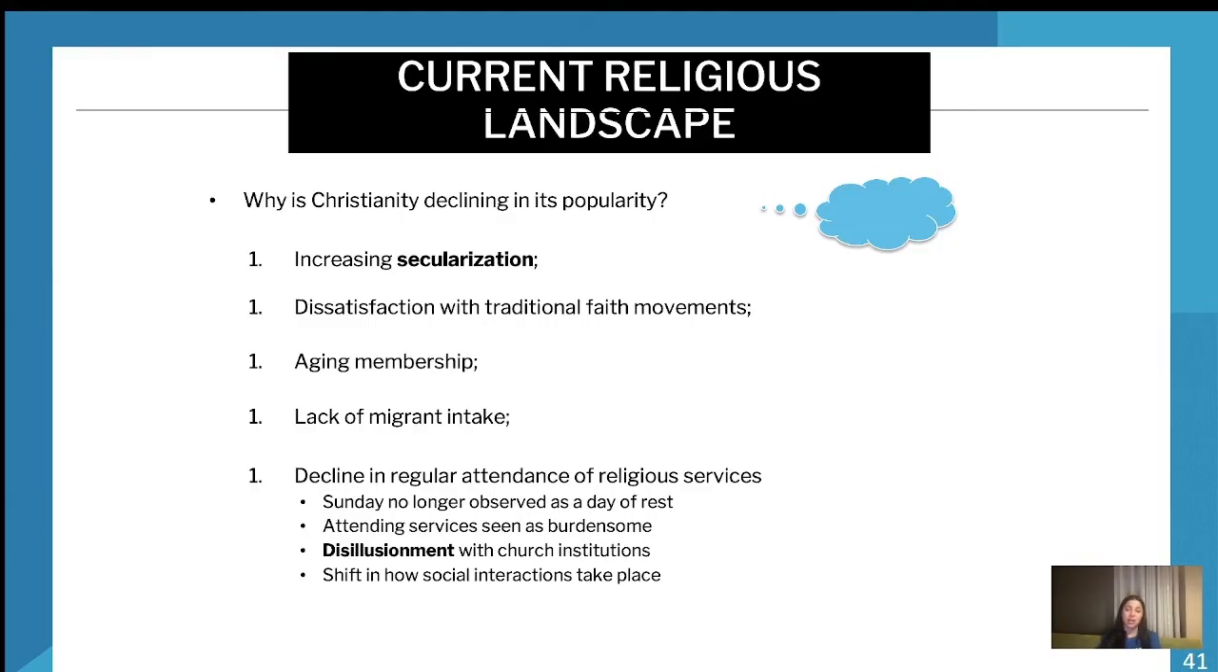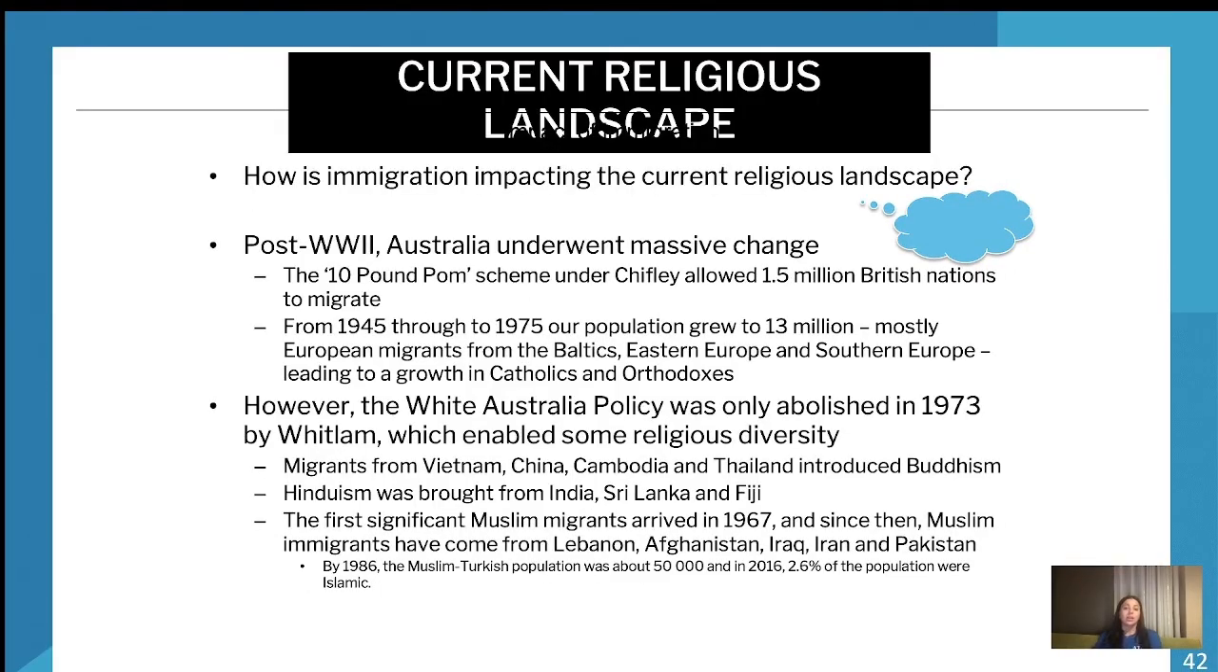And obviously, as we have different social issues like abortion and euthanasia, which Christianity and the religious traditions are going to have differing opinions on, a lot of people, let's say you were a Christian adherent, but you don't really agree with that, you can definitely fall into that belief of disillusionment and not really feel like Christianity is aligning with your beliefs and values. Then comes immigration. So immigration impacts the current religious landscape and brought in a lot of the different denominations, but also a lot of other religious traditions.